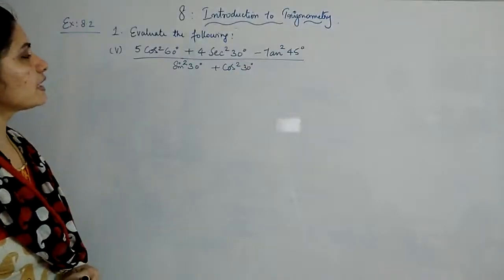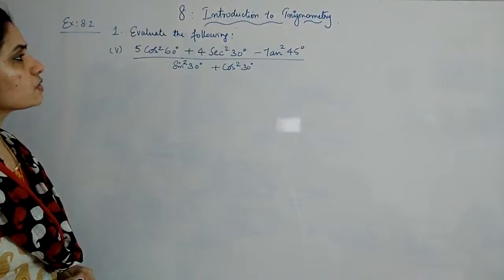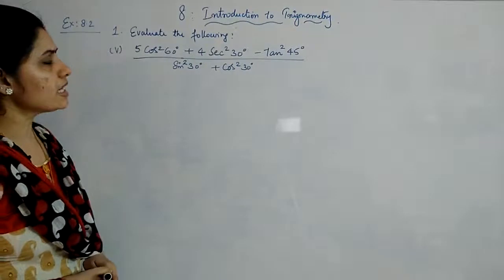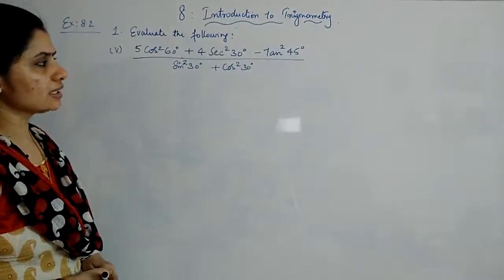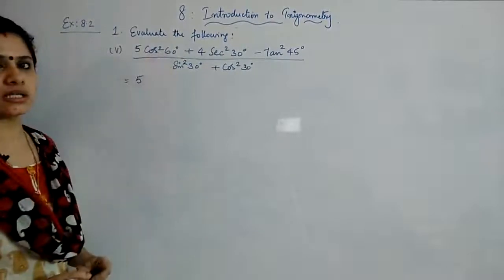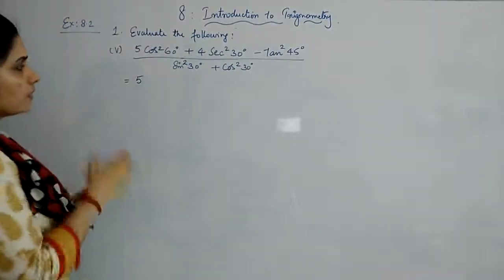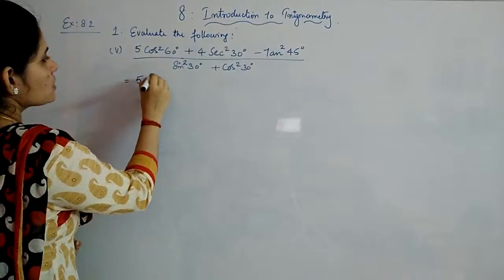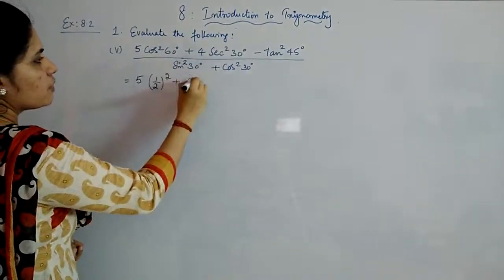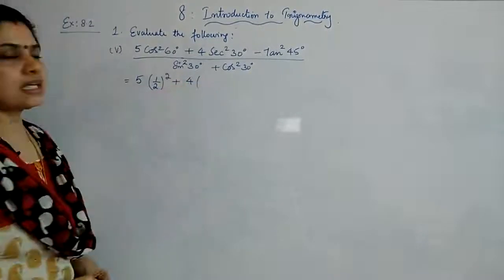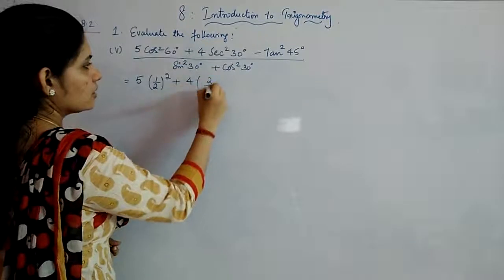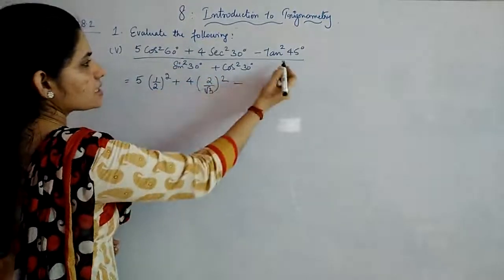Subdivision 5 is (5 cos square 60 degree plus 4 sec square 30 degree minus tan square 45 degree) whole divided by (sin square 30 degree plus cos square 30 degree). So what is cos 60 degree? Cos 60 degree will give you 1 by 2. So it is 1 by 2 the whole square because it is cos square, plus 4 into what is sec 30. Sec 30 is 2 by root 3. So you will get 2 by root 3 the whole square.